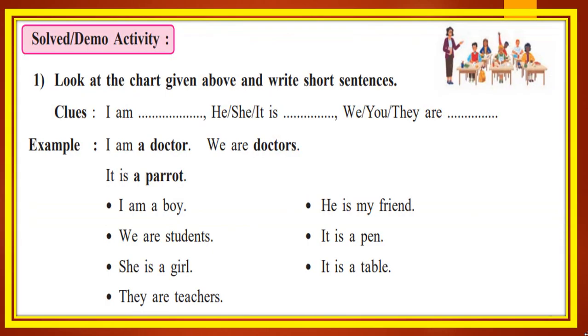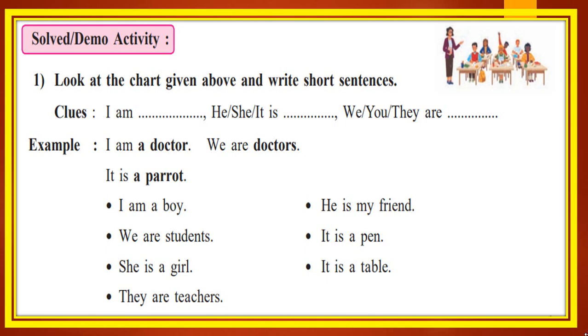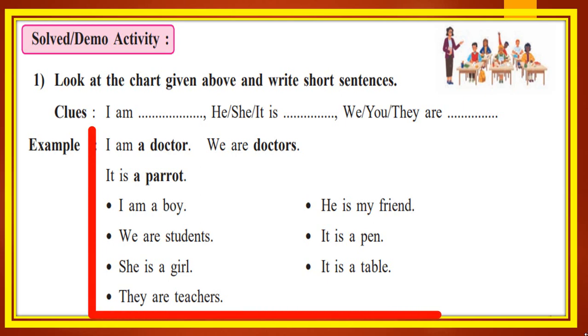See, here is given one solved demo activity. Look at the chart given above and write short sentences. Now, on this chart, here are asked some questions. Clues given here: I am; he, she, it, is; we, you, they, are. See, here are also given examples. I am a doctor. We are doctors.